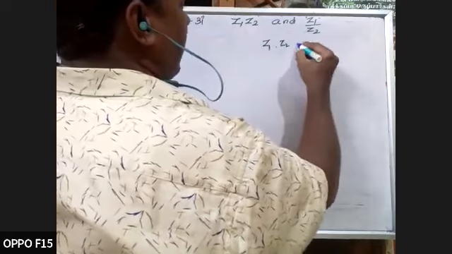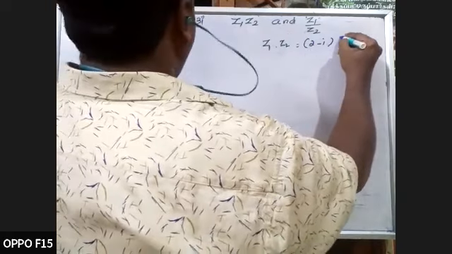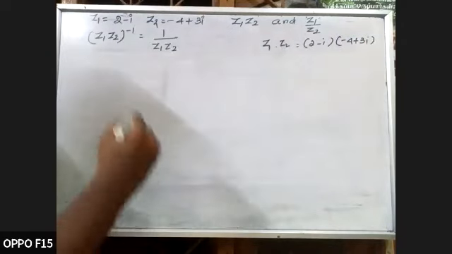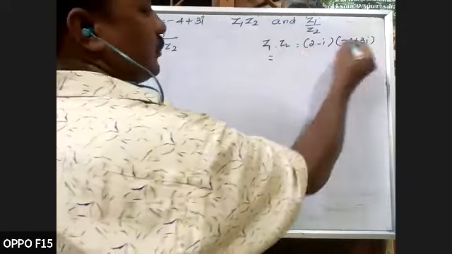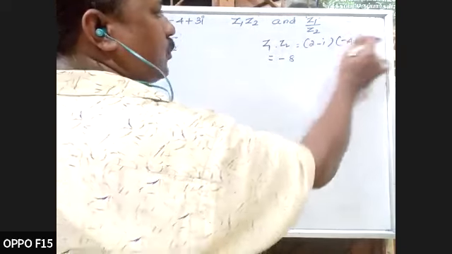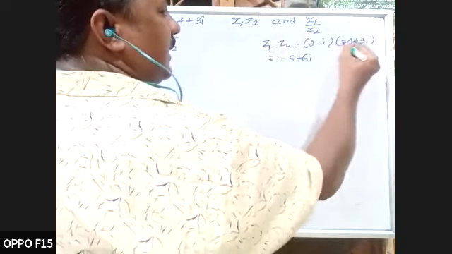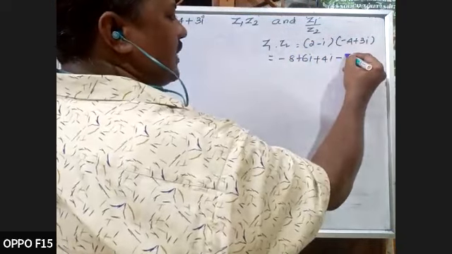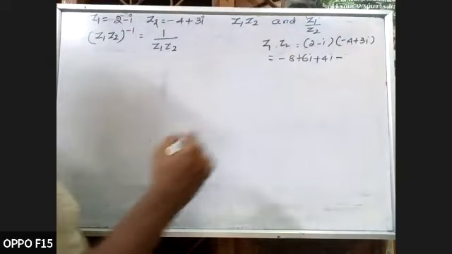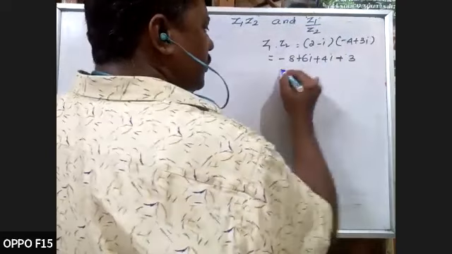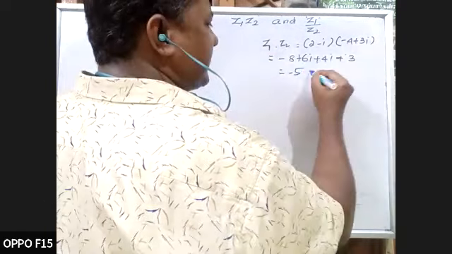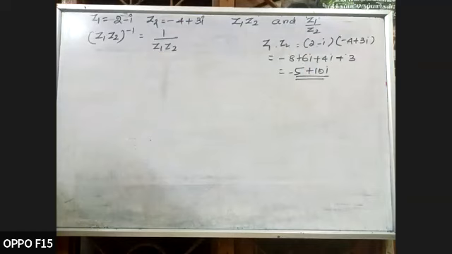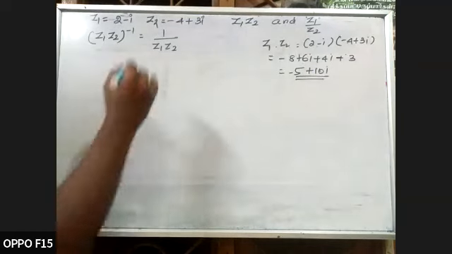Your Z1 value is 2 minus i. Everyone knows how complex number multiplication works, so multiply and separate into real and imaginary parts. 2 into minus 4 is minus 8. 2 into 3i is 6i. Minus i into minus 4 is plus 4i. Minus i into 3i is minus 3i square, and i square is minus 1, so minus minus becomes plus 3. So we can write this as minus 5, and 6i plus 4i is 10i. This is your Z1 Z2, which is equal to minus 5 plus 10i.